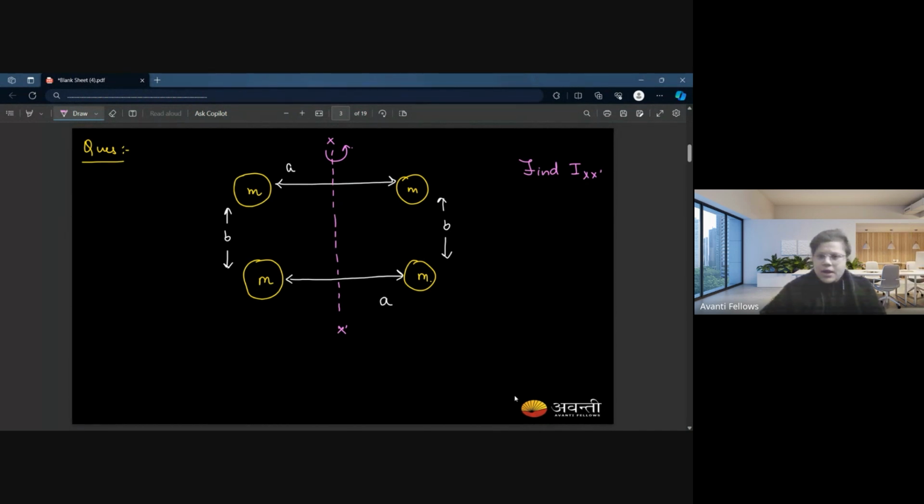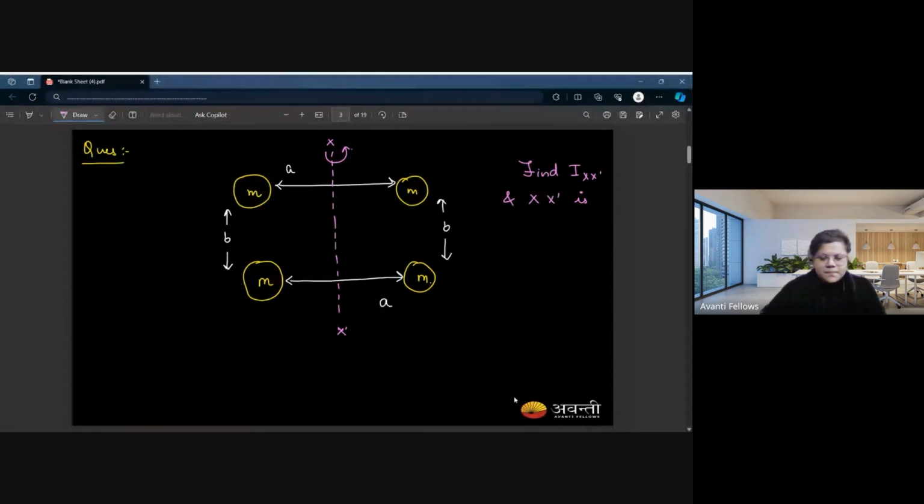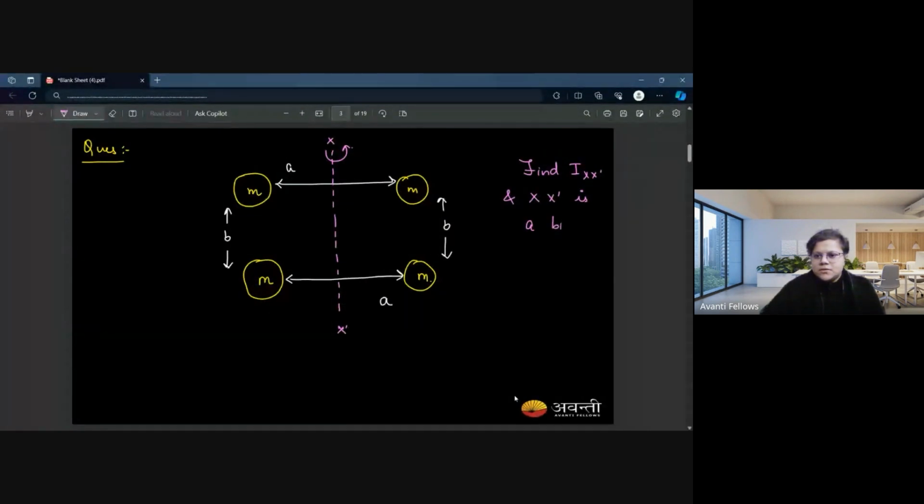So they gave you an axis of rotation like this. This pink one is your axis of rotation. Let's say it is x prime. So the question is, find moment of inertia about x prime. Find moment of inertia about x prime. And x prime is a bisector for A. That is the question which is given to you. Basically, they are saying this distance is A by 2. You need to find out the inertia.